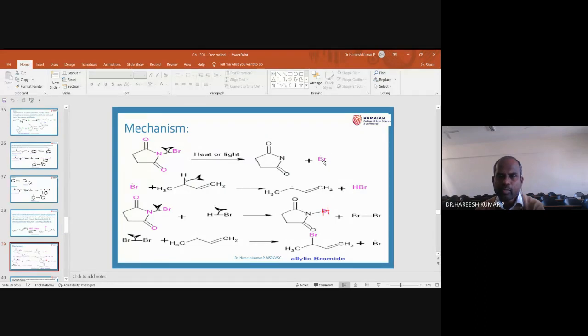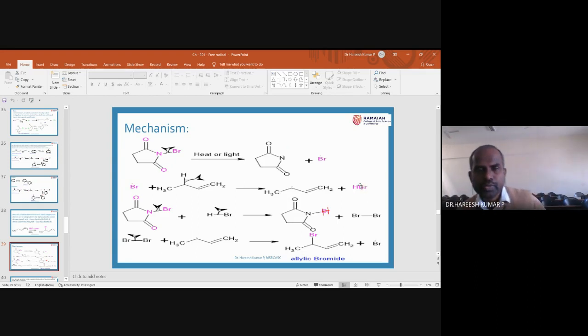The obtained bromine radical can react with the allylic hydrogen. So this is the allylic hydrogen. The allylic hydrogen also undergoes homolytic cleavage. So that means there will be HBr formation and an allylic radical is obtained. This is the allylic radical. So then what will happen?